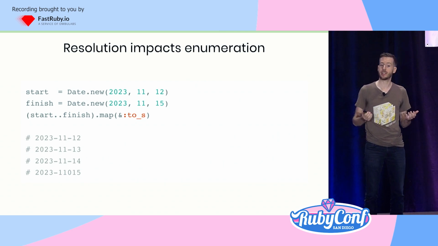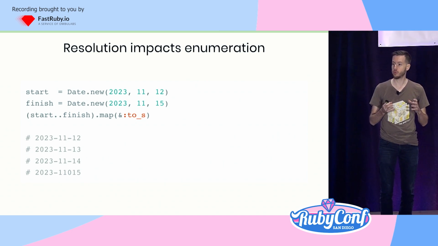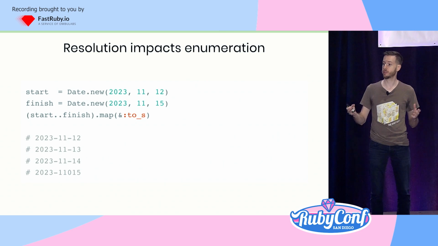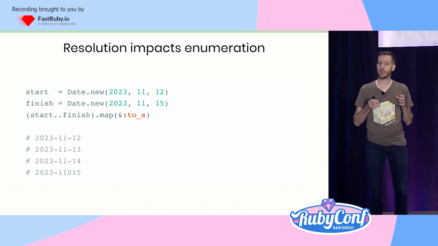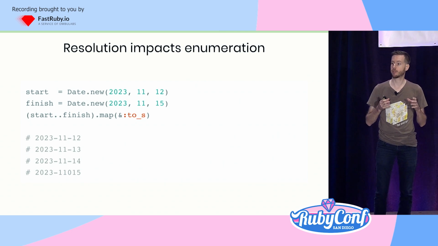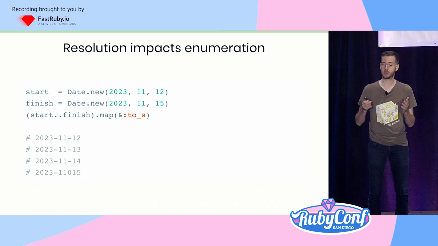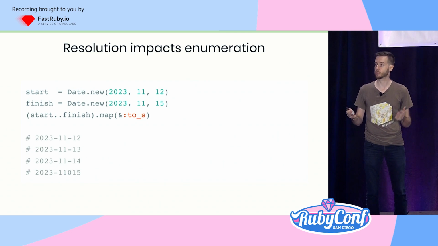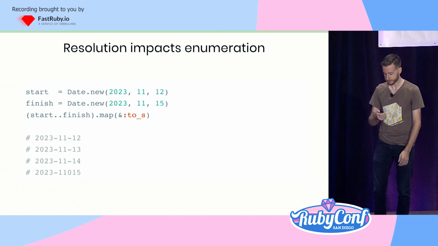And that can be really nice because you can play around with that and even create your own classes that represent different resolutions. One that I've done in the past is create a class that represents months. So there's still moments, there are points in time, but the resolution is 1 month. And that allowed me to do some easier reporting by leaning into this syntax.